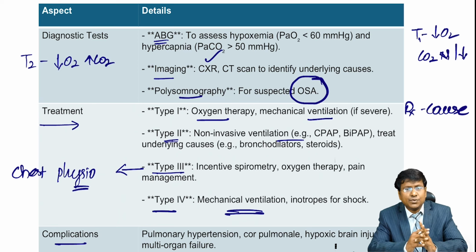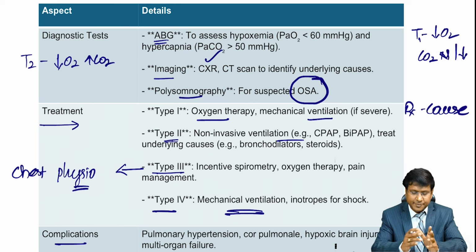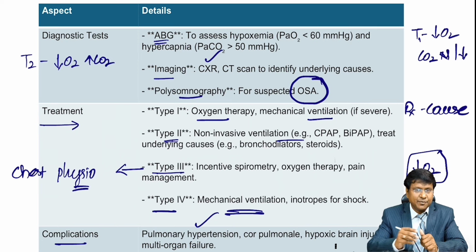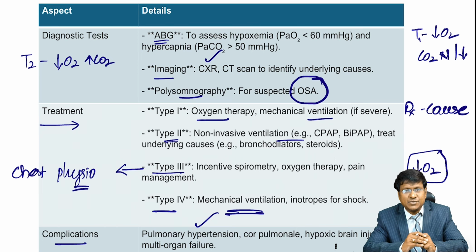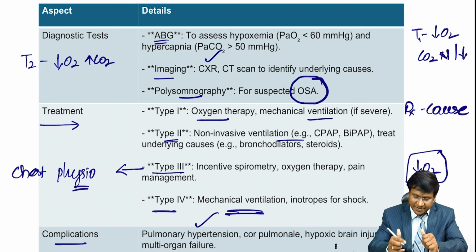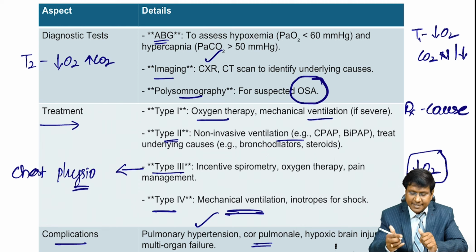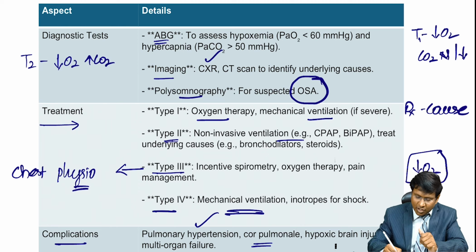Now coming to the complications associated with respiratory failure, that includes pulmonary hypertension. And what could be the reason for pulmonary hypertension? That is hypoxia. Whenever there is hypoxia, that will cause pulmonary artery vasoconstriction, and that will result in pulmonary hypertension. Next is cor pulmonale. Once there is pulmonary hypertension, what will happen to the afterload on the right ventricle? The afterload on the right ventricle increases, and that will result in what is called cor pulmonale.